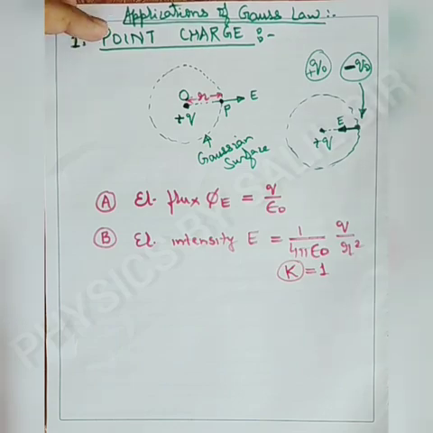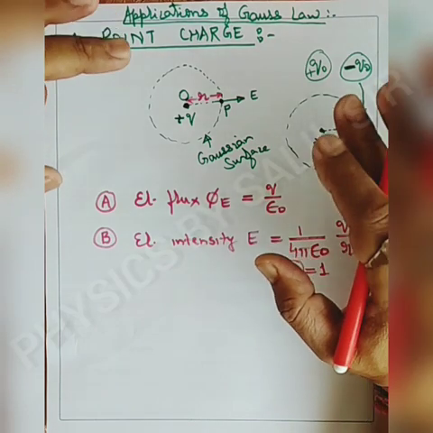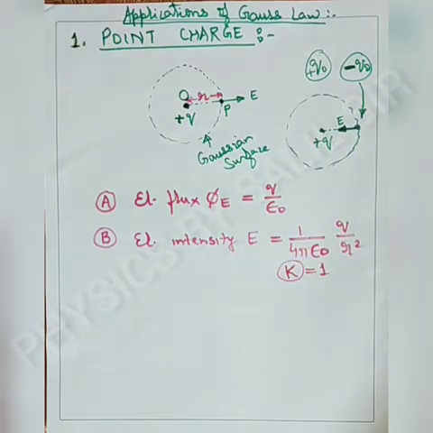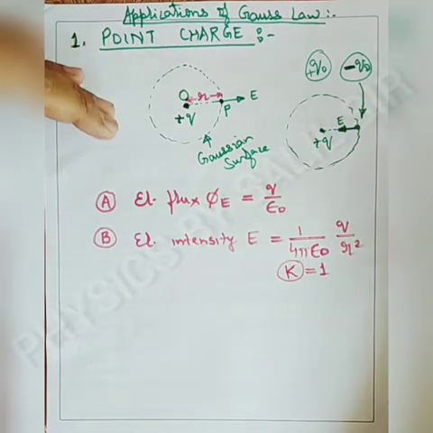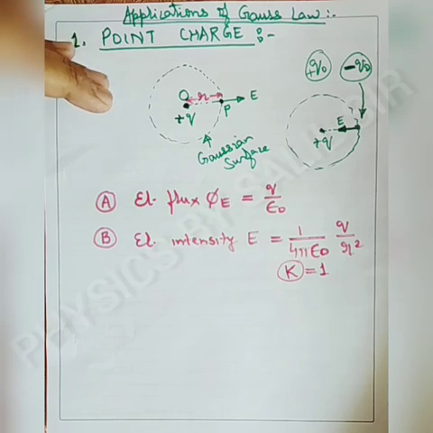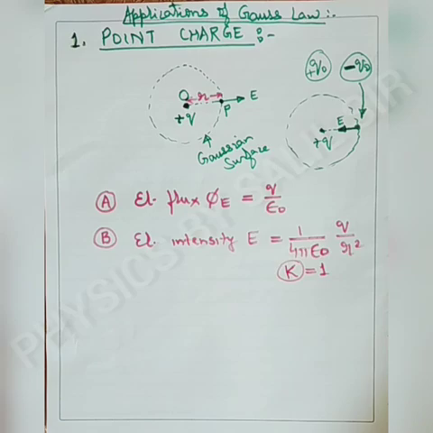We are explaining this application of Gauss law by assuming the point charge, infinite linear charge, infinite plane sheet of charge, and thin spherical shell. These are the four applications of Gauss law, and we assume that all four applications of Gauss law are in the presence of vacuum only. That's why we are calling it free space.